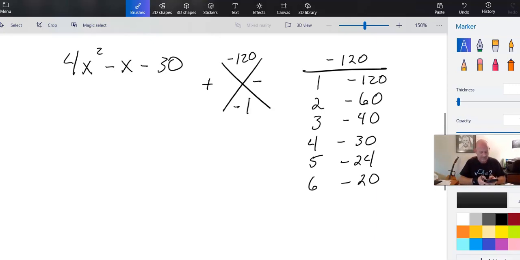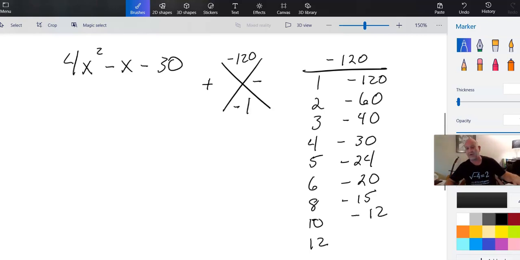What about 8? All right, so we got 8 and negative 15. Okay. What about 9? Does 9 go in? No, 9 doesn't go in. 10 goes in. 10, negative 12. Well, that adds up to negative 2, but that's not negative 1. Well, let's see here. 11 doesn't go in. 12 goes in, but we already know the bigger of the two factors has to be negative.